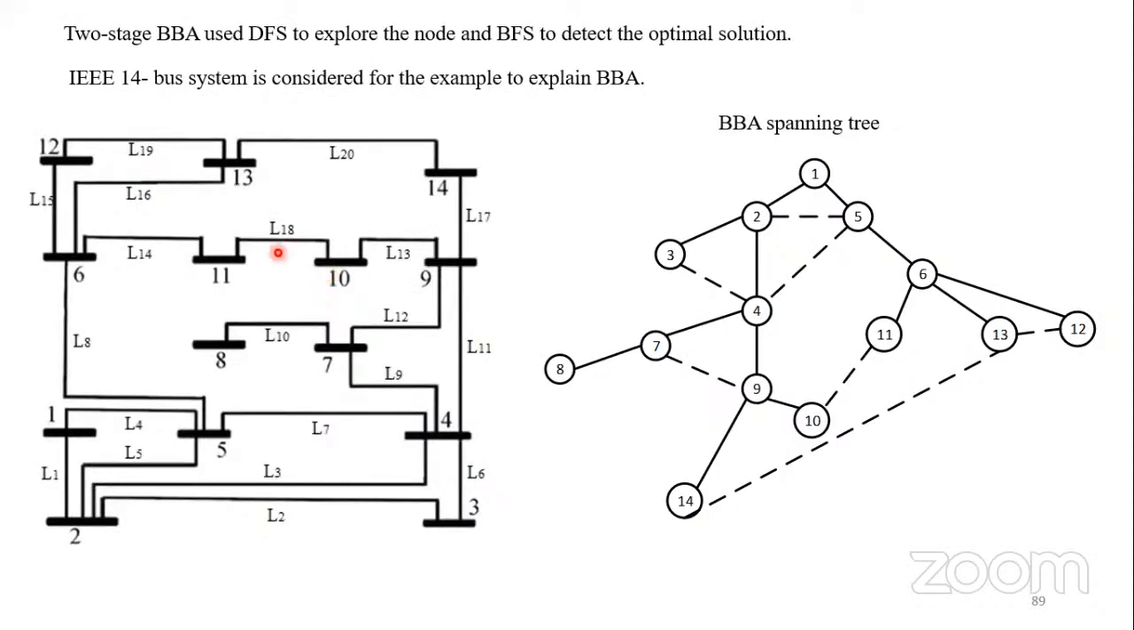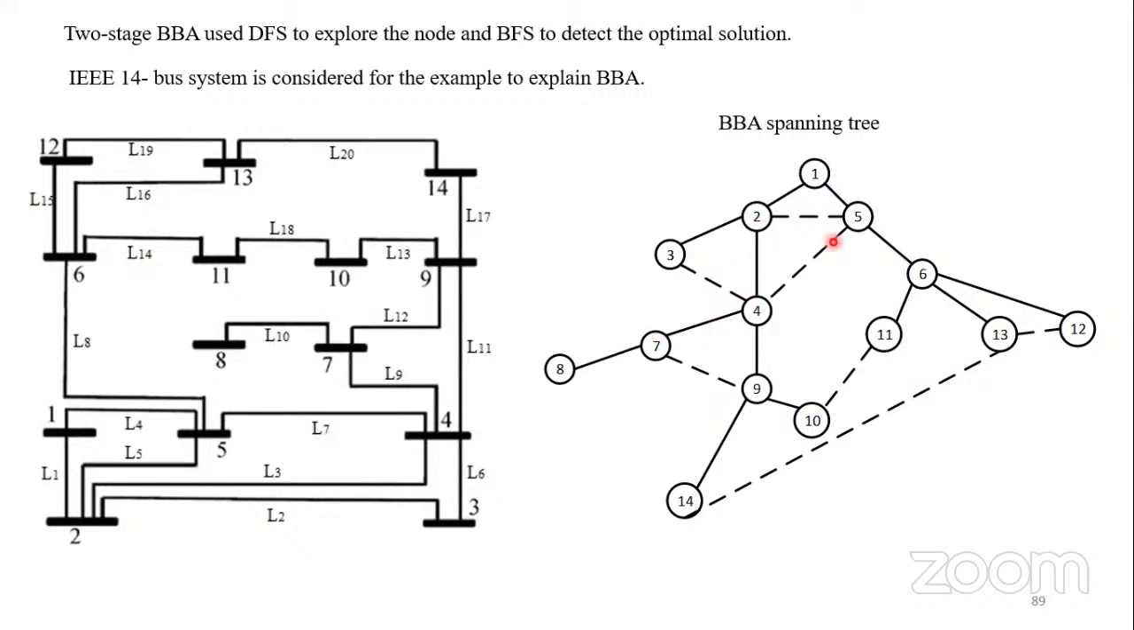Now we have taken one example of the IEEE 14 bus system again, and we have found the spanning tree here, that is the branch and bound spanning tree. As you are seeing in this tree, if we talk about bus number one, it is visited to two, and it is directly connected to five. If we explore two, then two is connected directly to 3 and to 4, right? 2 is also connected to 5, but it is already observed. So this dotted line is showing the twig here, right?